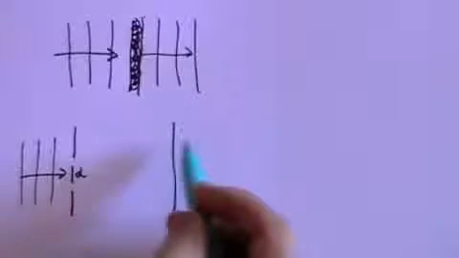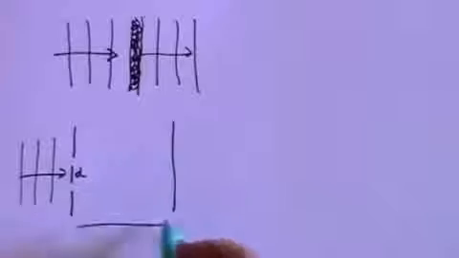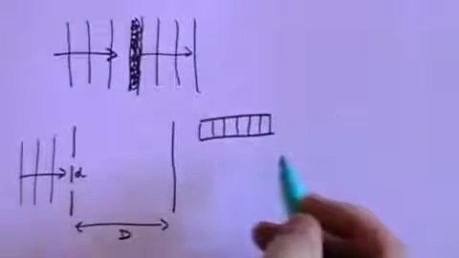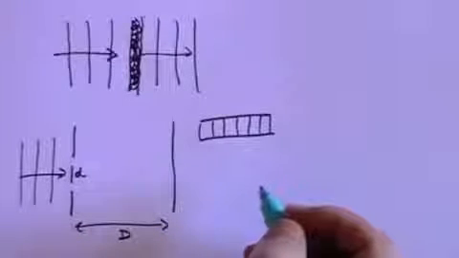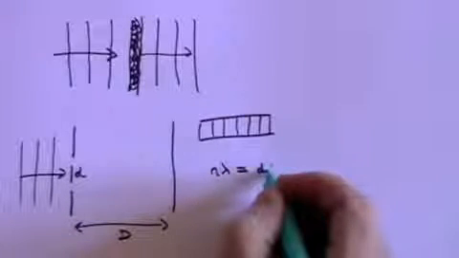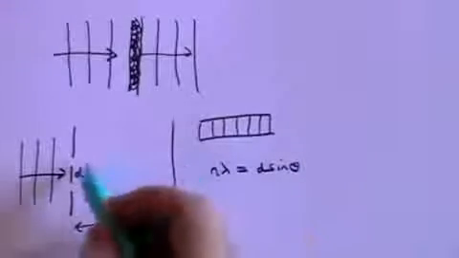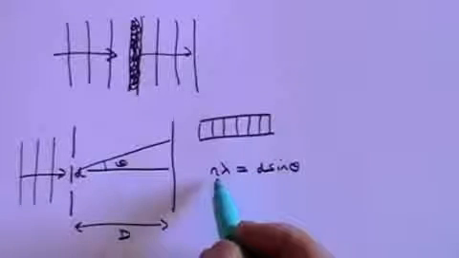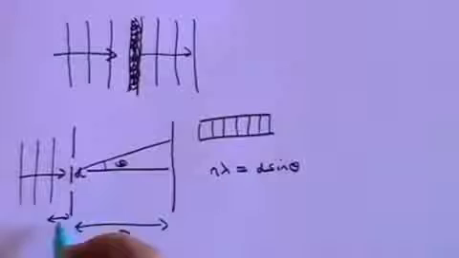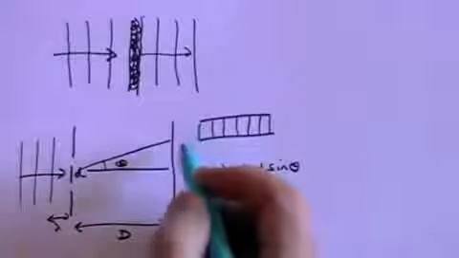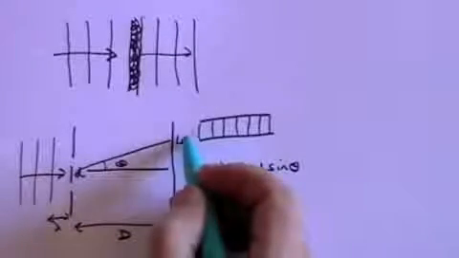And he looked to see what he got on a screen some distance away. And he found that he got a fringe pattern of light and dark spaces. And you'll need to see another video, which is cross-referenced here, to see how we derive the equation n lambda equals d sine theta, where n is any integer number, lambda is the wavelength of the light, d is the distance between the slits, and theta is the angle to the first fringe.